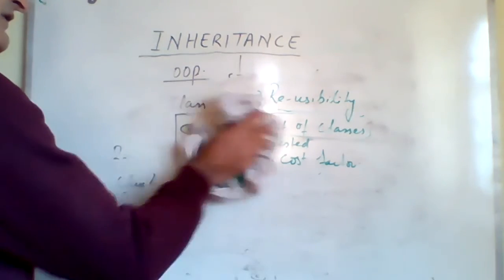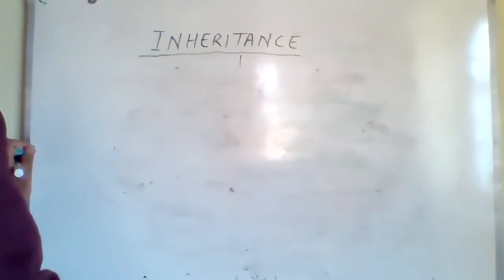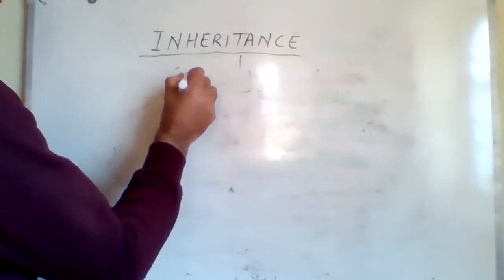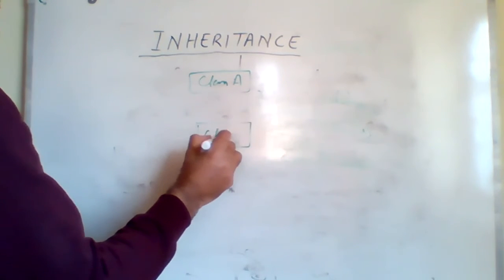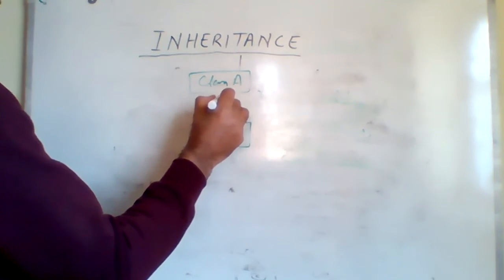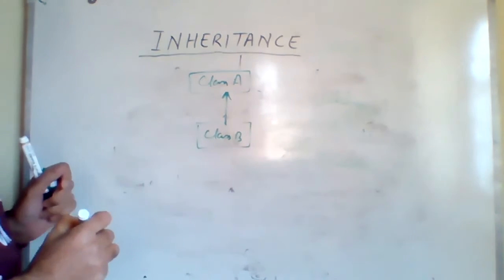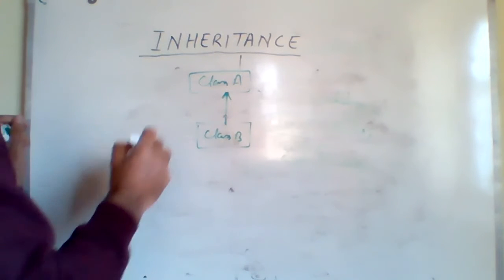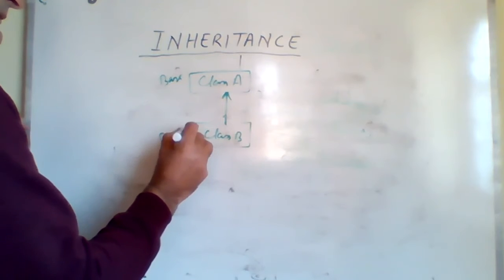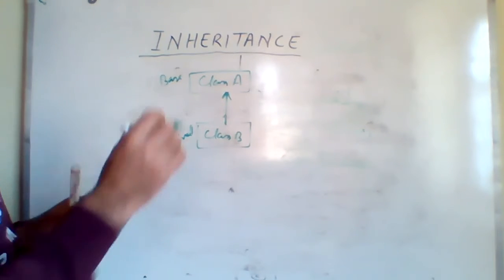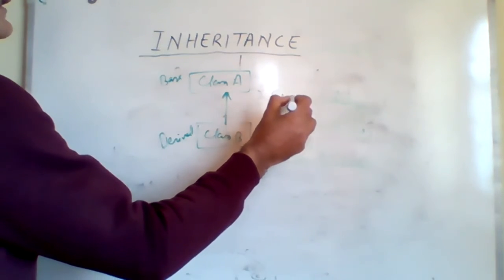So there are different levels of inheritance. It can be single level. For example, this is class A and this is class B. Class B inherits from class A. Class A is the superclass, and class B is the subclass. This is the base class, this is the derived class. Only one derived class, only one base class. This is called single inheritance.